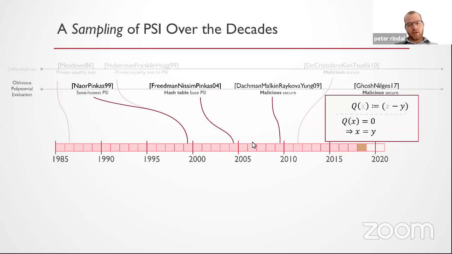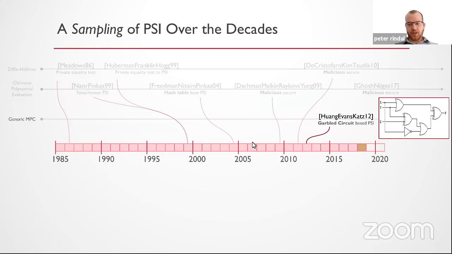Another line of work considered the observation that you can encode sets as polynomials, where each item is a root of the polynomial, and then you can do polynomial operations to compute a set intersection in some way. There have been several works considering this. Of course, you can do generic secure computation, and surprisingly, even if you use garbled circuits, at least back in 2012, you actually get very good performance. This might not be the case anymore, but at least in 2012, even garbled circuits were competitive.